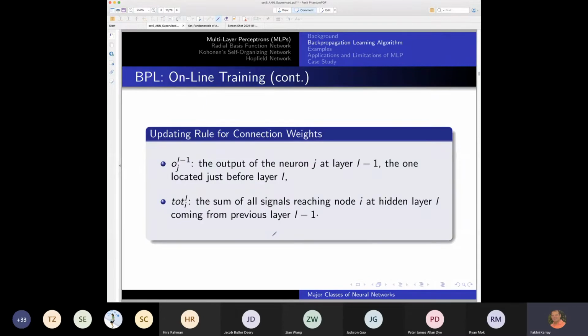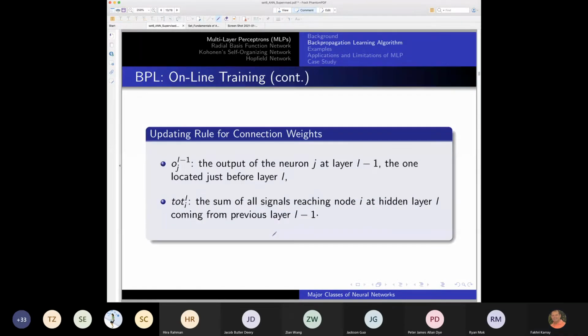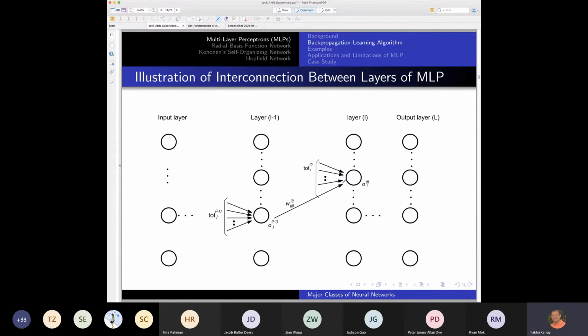Okay, so let's now look. Let me go back here to explain what I just mentioned to you. So this is omega ij. It connects the jth node at layer L-1 to the layer that is coming after it, which is layer L. Okay, so that's the definition and the nomenclature that we are going to use, because the derivation is quite complex and we have to agree on exactly what we have here.